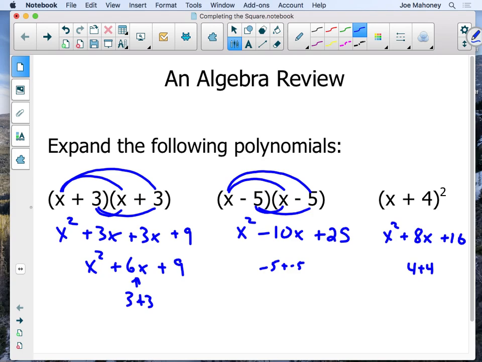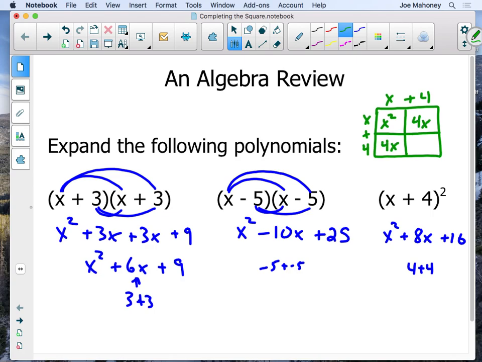Maybe another way to think of this is that since I have this as a squared term, if you think of it as drawing a square, where I'm multiplying x plus 4 times x plus 4, maybe you've multiplied things like this in the past. X times x is x squared. X times 4 is 4x. And then you get another 4x. Those combine to make my 8x. And then 4 times 4 is 16. So maybe you've seen that before, that little area representation.